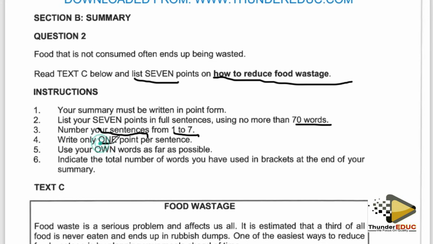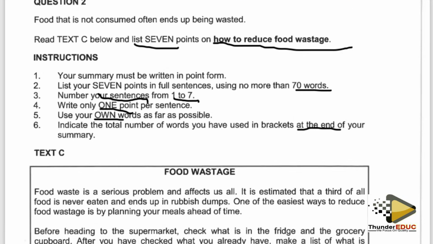Write only 1 point per sentence. Use your own words. It's even in bold as far as possible and in capital letters. Indicate the total number of words you have used in brackets at the end of your summary. Those are our 6 requirements. 7 points, 1 to 7, 70 words, own words, 1 point per sentence. Word limit is written at the end.